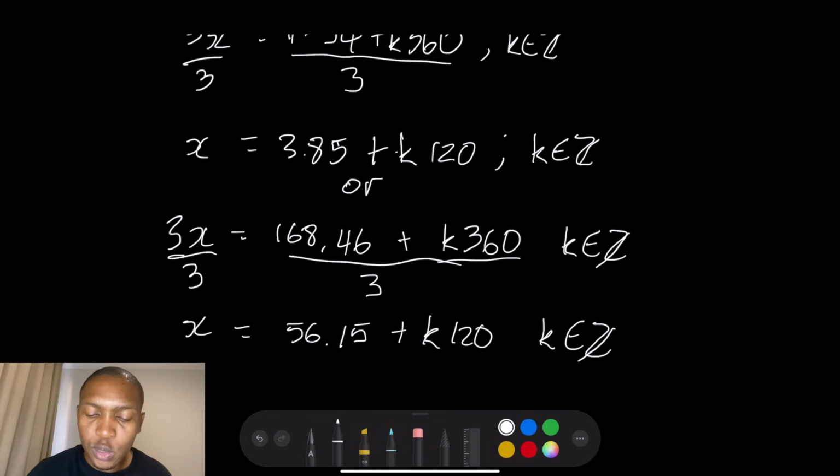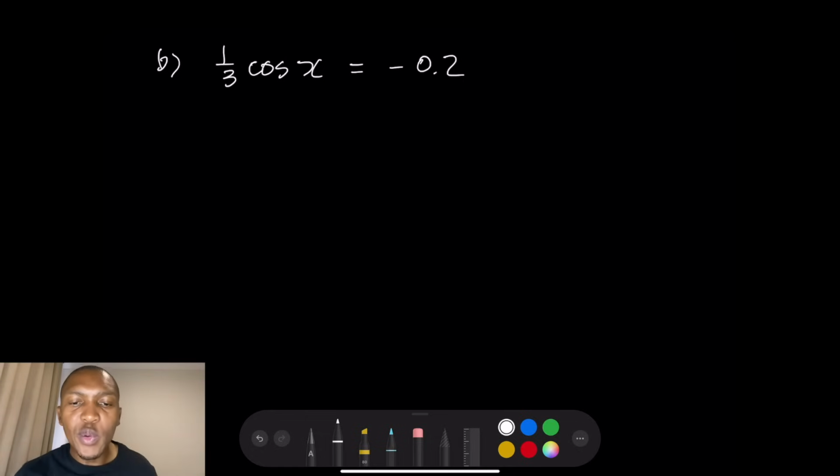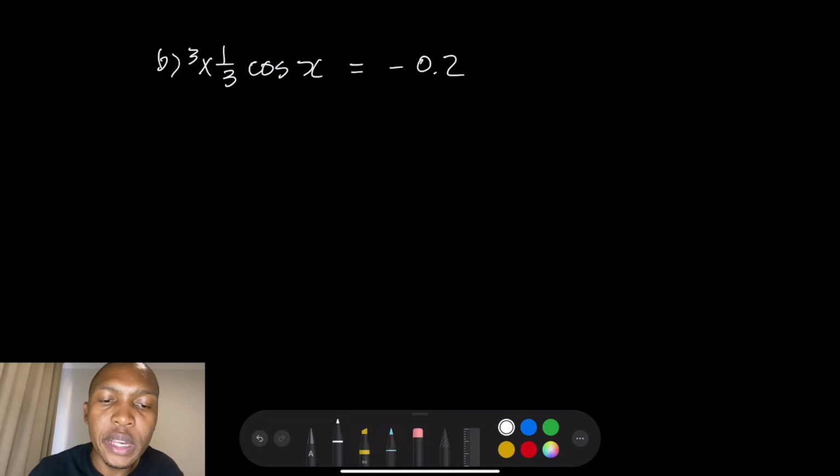So I want us to quickly go to the next one. The next one was 1 over 3 cos of x is equal to minus 0.2. So remember we said we always need to isolate our trig ratio. So what I'm going to do is just multiply by the inverse on both sides. So I'm going to multiply by 3 over 1. But what I do on the left, I do on the right. So I multiply by the inverse, so that 3 will cancel that 3.